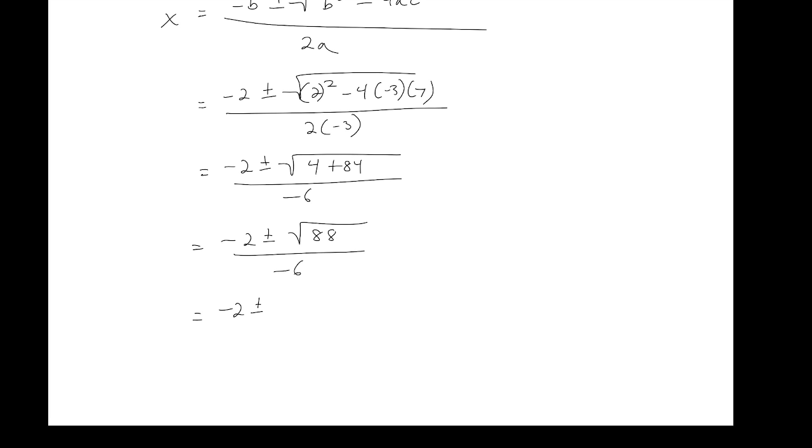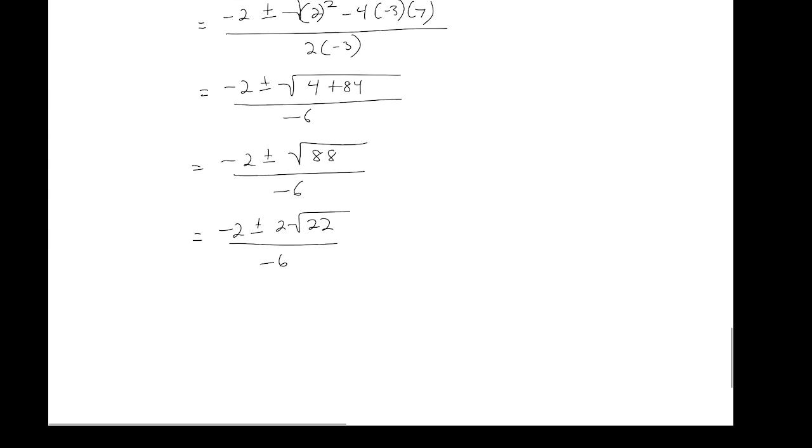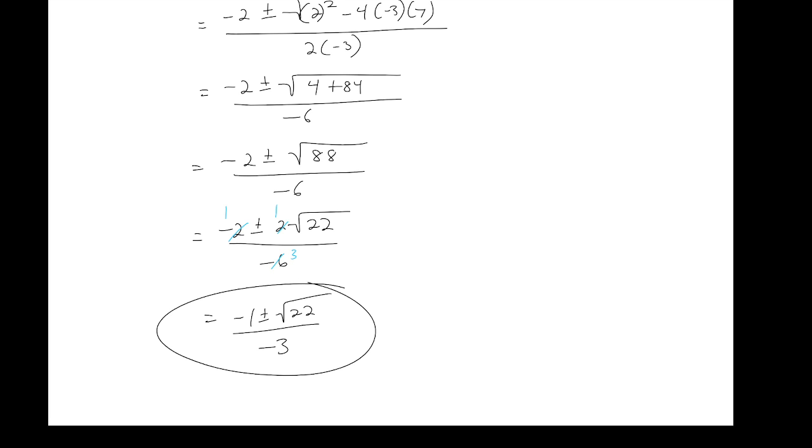We can keep going. In fact, negative 2 plus or minus the square root of 88, one of the factors of 88 is a square number, 4. 4 goes into 88 22 times. If I take the square root of 4, it's 2, so it's 2 rad 22 all over negative 6. And then right here, I can reduce, because all of these coefficients can be divided by 2. 2 divided by 2 is 1, and 6 divided by 2 is 3. So what we're left with is negative 1 plus or minus rad 22 all divided by negative 3. And that's your answer.